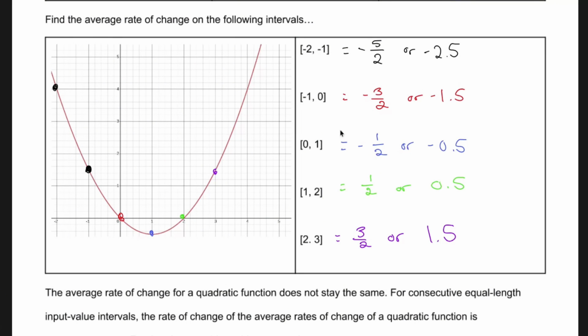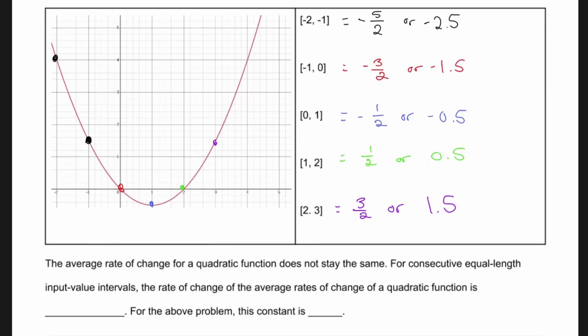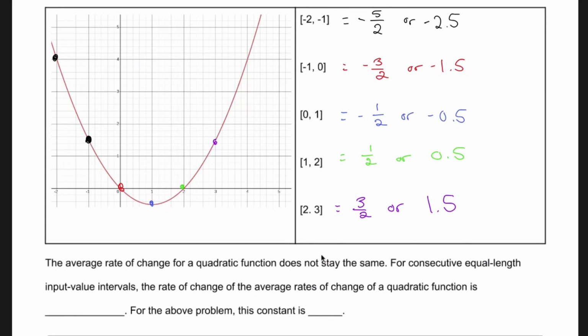Now notice, this is just the rate of change of the numbers. Now the average rate of change, this is kind of what we're getting at. I'm not doing this for funsies. We're kind of approaching something right here. So let me scroll up just a little bit. The average rate of change for a quadratic function does not stay the same. And you can see that the average rate of change went from -2.5 to -1.5 to -1/2 to 1/2 to 1.5. So that did not stay the same here.